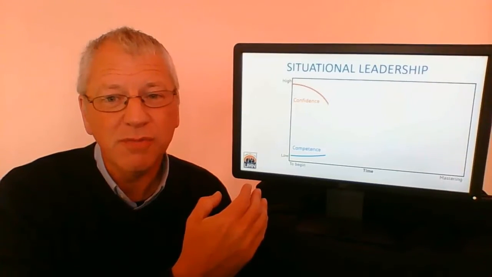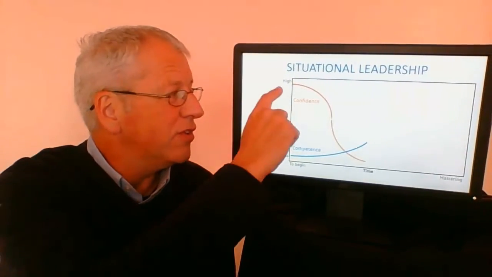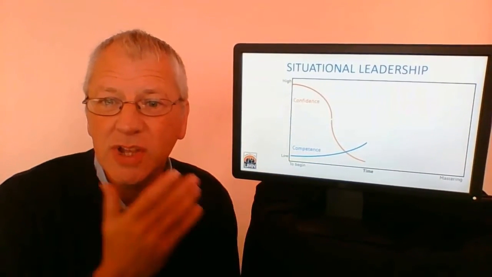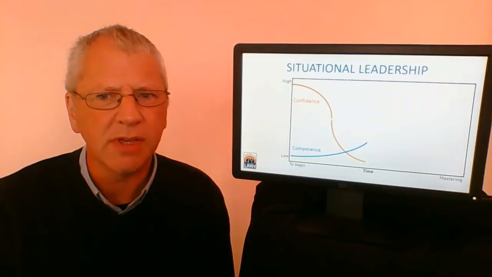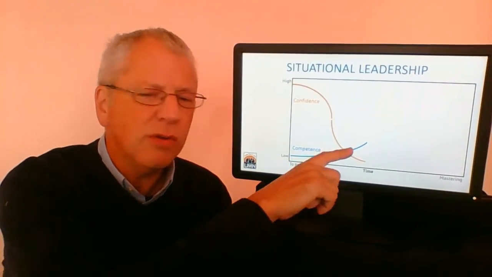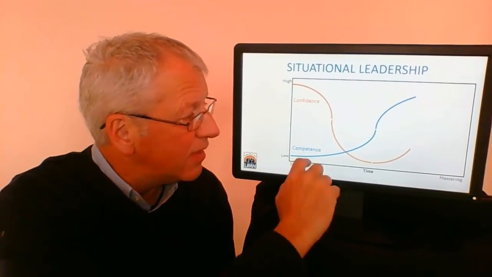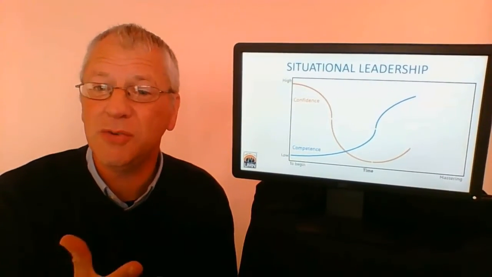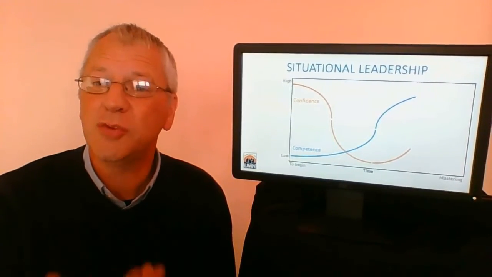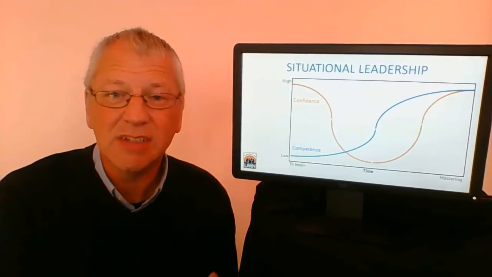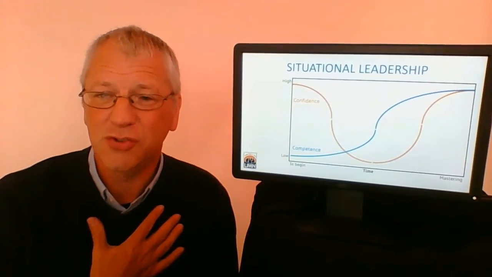As time goes on, their confidence suddenly falls when they realize, oh my goodness, actually I can't do this. I have no idea what I'm doing. But slowly their competence is growing. And as time goes on, their competence rises and they learn how to do it and they become more skilled at it. And slowly their confidence starts to be regained until eventually they are both capable of doing it and they feel confident to do it.